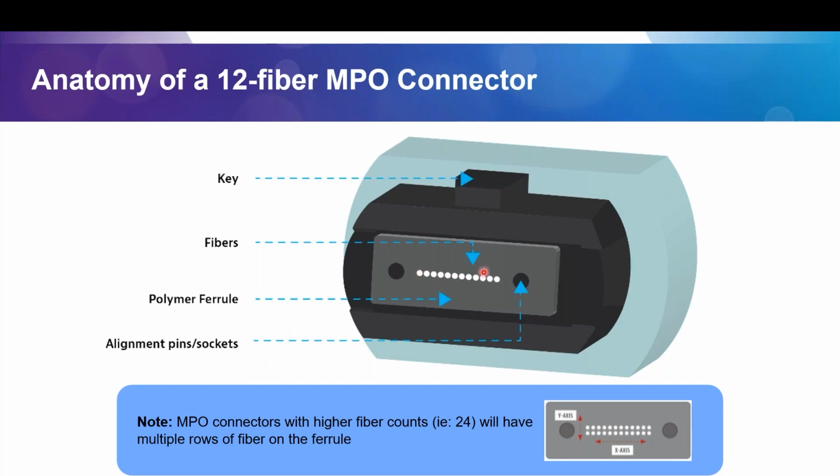The fibers, these white dots in the middle, are all of your fibers. So in this case, we've got 12 fiber. This would be a 12 fiber MPO connector. Down below here, I show what a 24 fiber would look like. So it's the same physical footprint, the same size. It doesn't get any bigger if you go from 12 fiber to 24 fiber MPO, but it's how the fibers are put into that connector. So in this case, it would be 2 rows of 12.